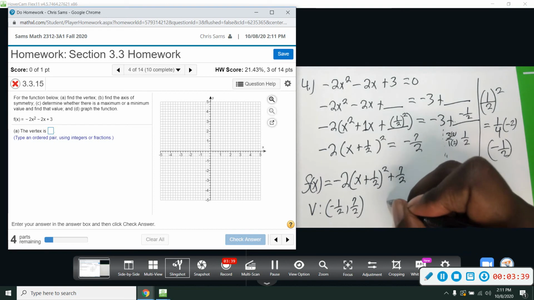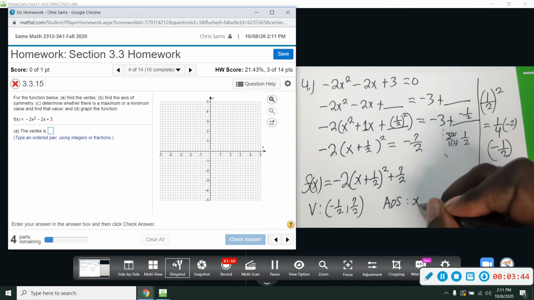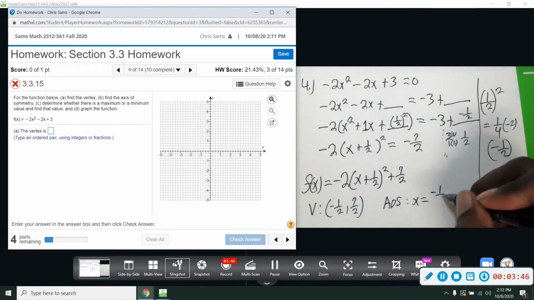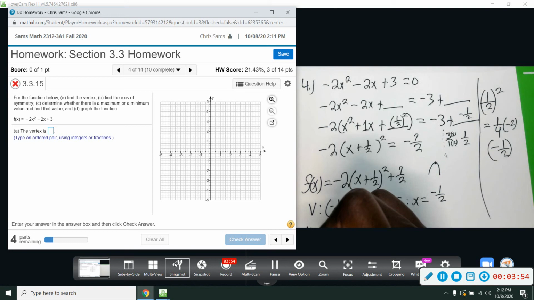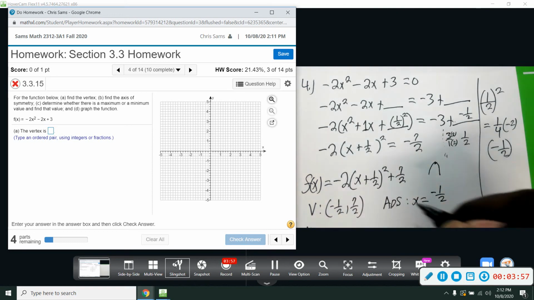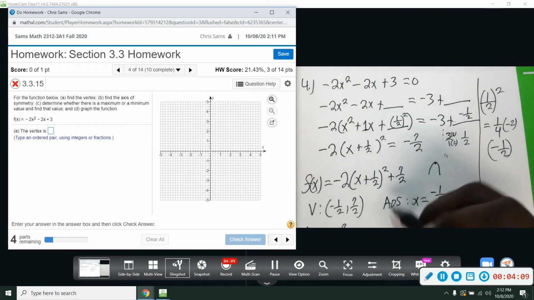The axis of symmetry is x equals the x-coordinate, which is negative 1/2. This is negative, which means the parabola opens downward, giving you a maximum. So we have a max this time, and the max is the y-coordinate here, 7 over 2. And then we need a second point so we can graph it. I'm just going to put 0, just find the y-intercept.